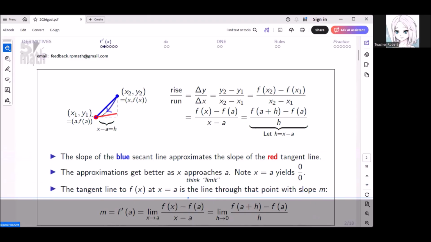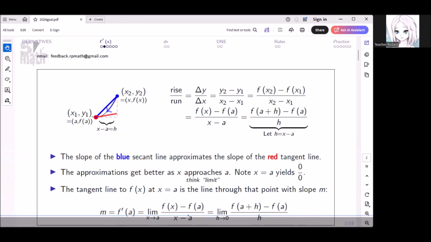The tangent line to f of x at x equals a is the line through the point with slope m. m equals f prime of a equals limit as x approaches a, f of x minus f of a all over x minus a equals limit as h approaches 0, f of a plus h minus f of a over h.